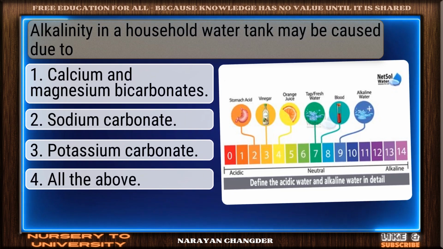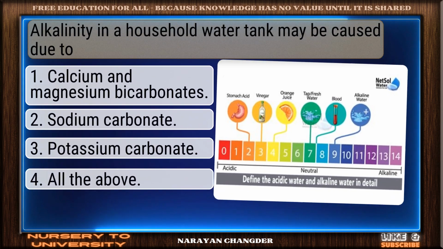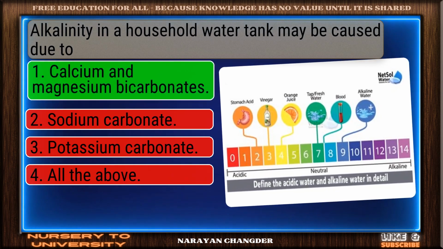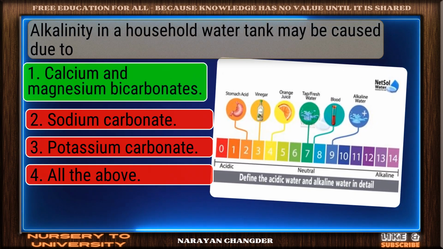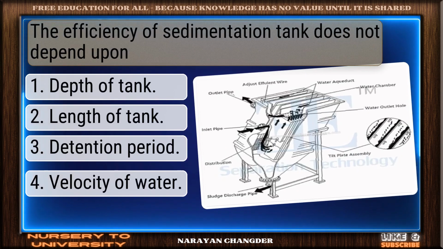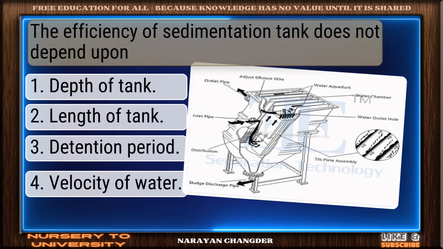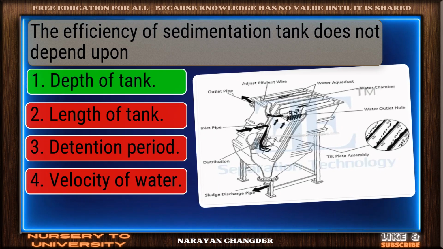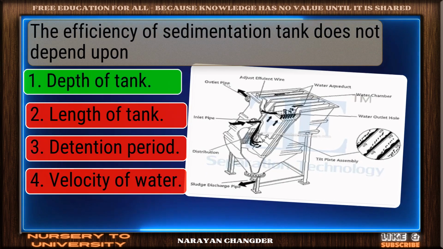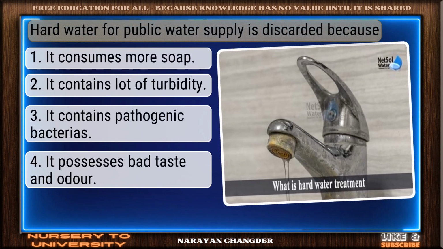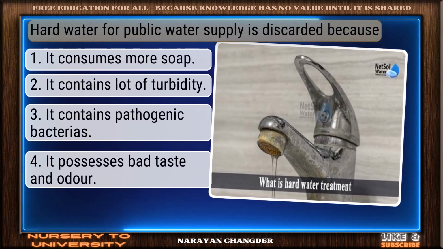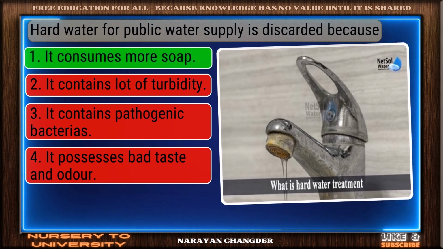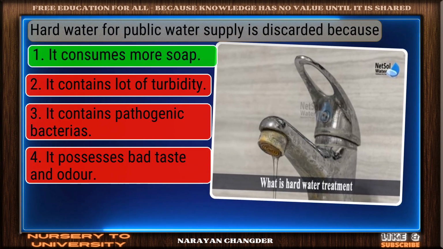Alkalinity in a household water tank may be caused due to... Strong choice. Calcium and magnesium bicarbonates is the right answer. The efficiency of sedimentation tank does not depend upon... Right again. Depth of tank is a valid answer. Hard water for public water supply is discarded because... Smart move. It consumes more soap is an accurate answer.